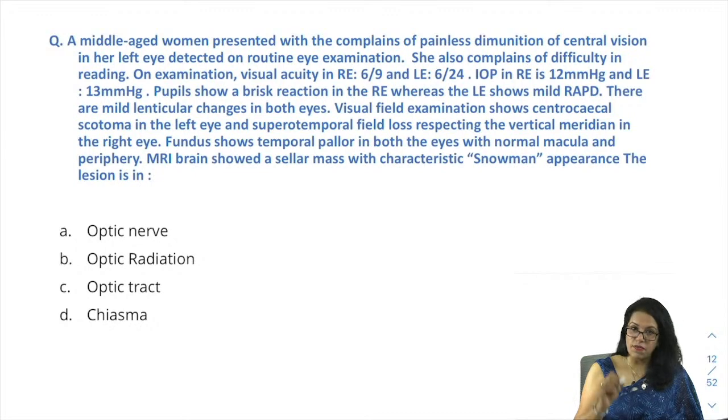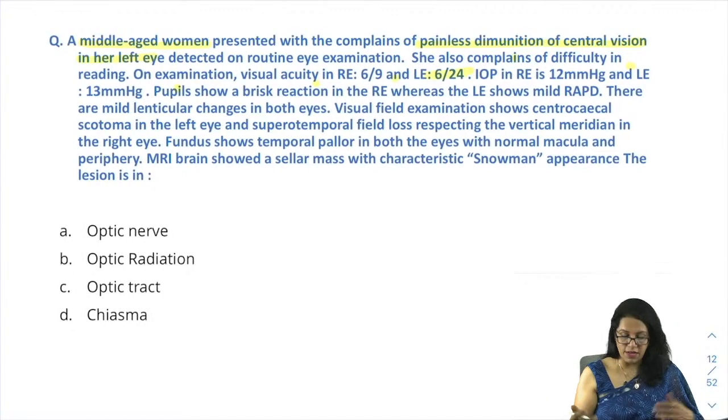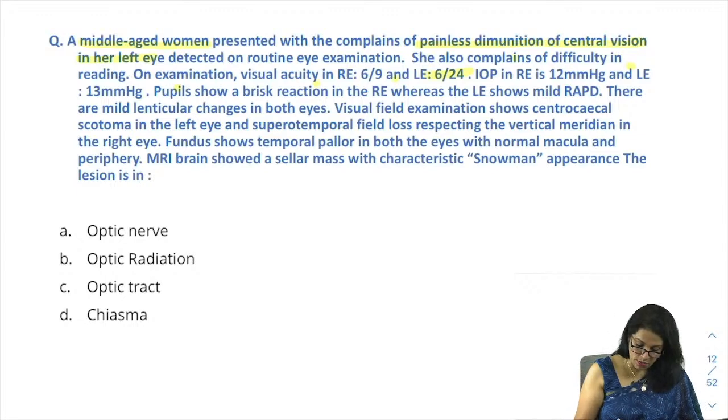Once we read the question, we are going to mark the important points here. A middle-aged woman presented with complaints of painless diminution of central vision in her left eye, detected on routine examination. She also complains of difficulty in reading. On examination, visual acuity in the left eye is 6/24. Right is also not that good, but maybe it could be refractive, or there is some problem. Intraocular pressures 12 and 30. Pupils show brisk reaction in the right, whereas the left eye shows mild.